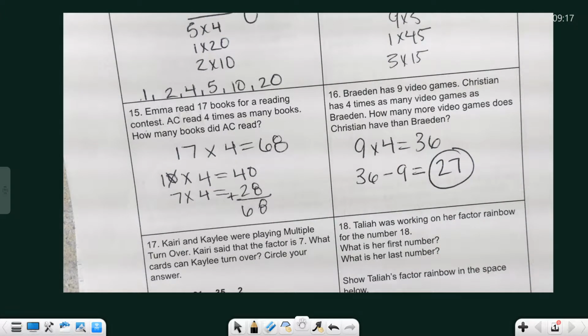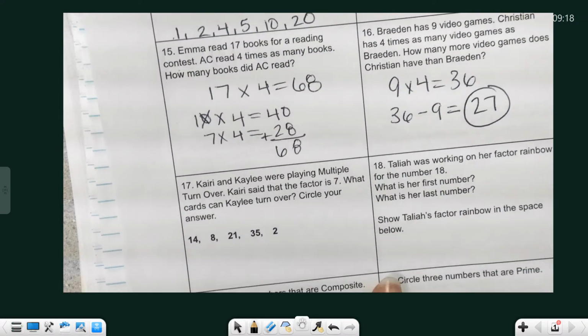All right, so Christian actually has 27 more. Any questions about 16? That was another one that required you to do 2 steps. Multiply and either add or subtract. Let's look at 17.